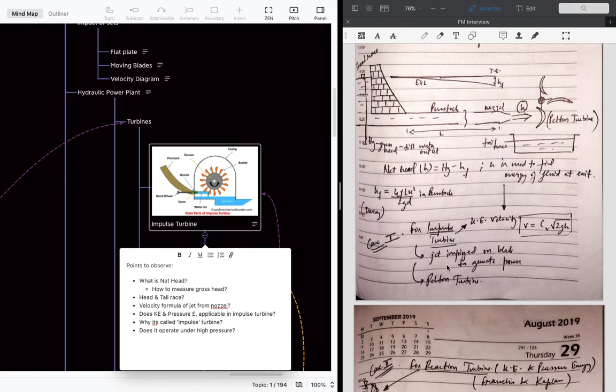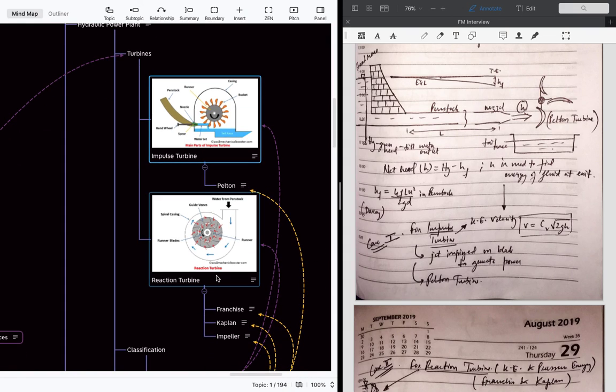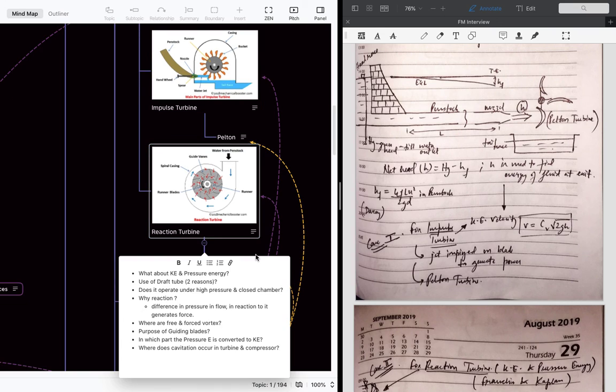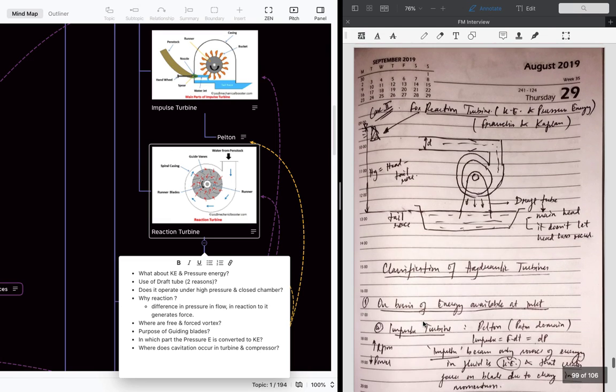So in impulse turbines, the jet is impinged on the blade to generate the power, and one of the examples is the Pelton turbine. So we will discuss what happens in all these 3 points later in the section. We will now go to the reaction turbine. Some of the examples of the reaction turbines are Francis, Kaplan, and Propeller turbines. Okay, so this is the reaction turbine. So we will discuss it.